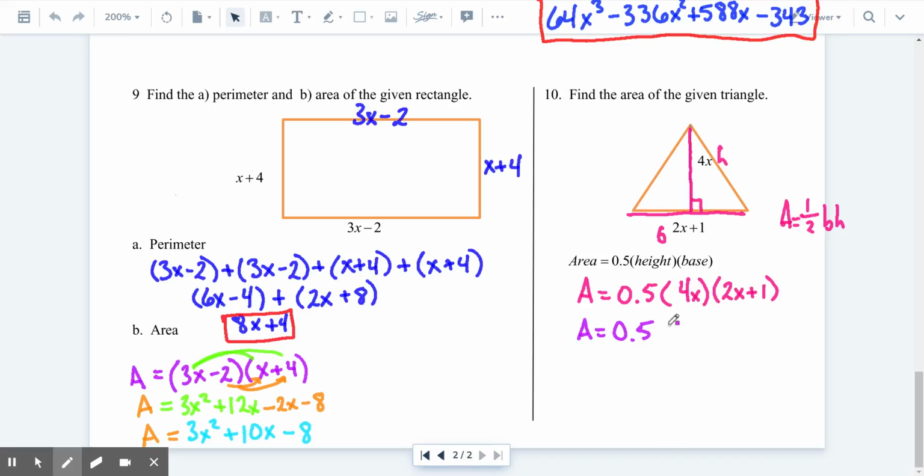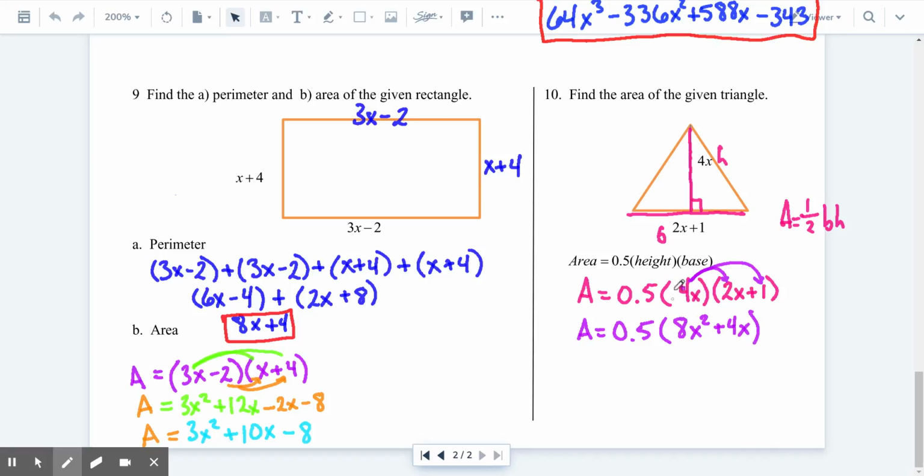So let's take 4x times 2x. 4 times 2 is 8. X times x is x squared. 4x times 1 is just 4x. Okay, so we have that now.